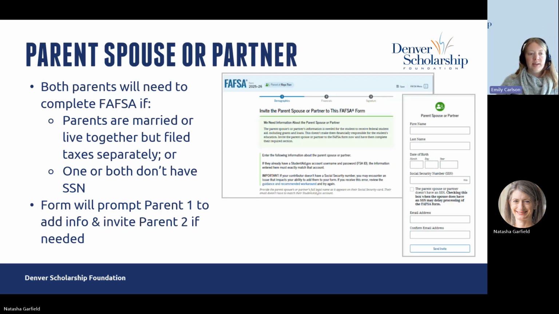So in some cases, both parents, or the parent and their spouse or partner, will need to complete the FAFSA. So that's the case if parents are married or live together but filed taxes separately, or one or both of them don't have a Social Security number. So if this is the case, the FAFSA form will have parent one add information, and then if needed, it'll have them invite the second parent to also add information.